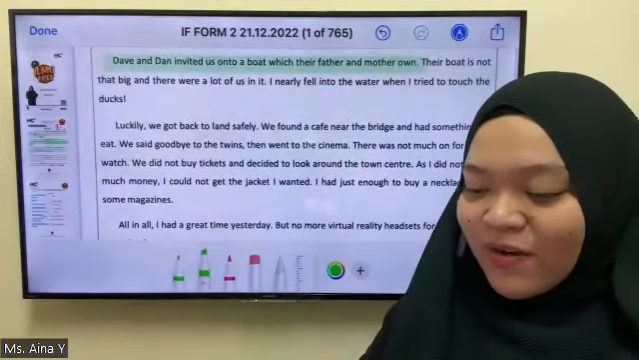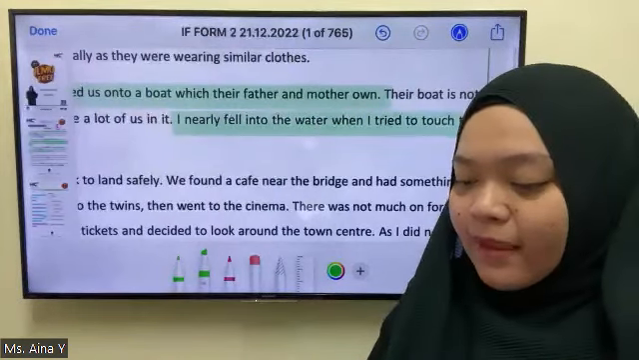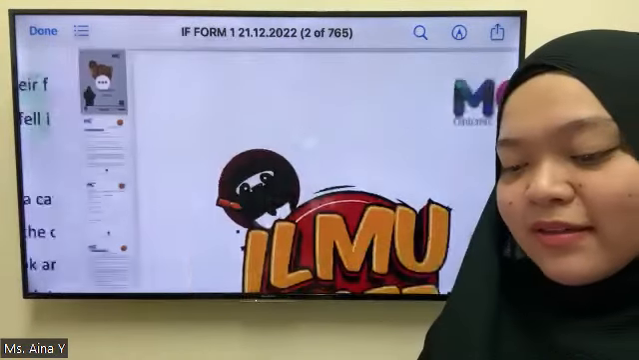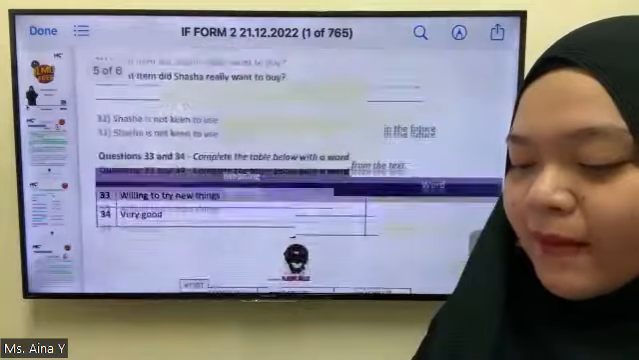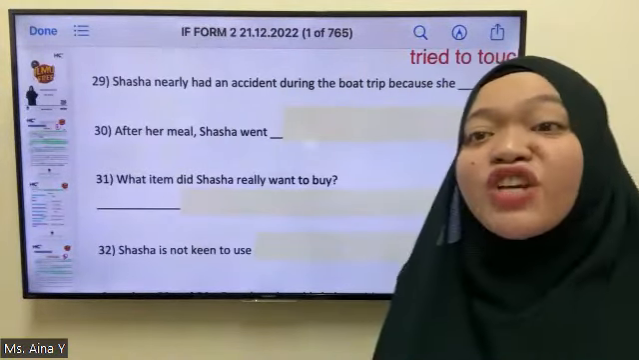So, mana tadi? Where's the clue? It's in here. Last sentence. Okay. Done. Next one. 30. After her meal, Shasha went. Where did she go after her meal?